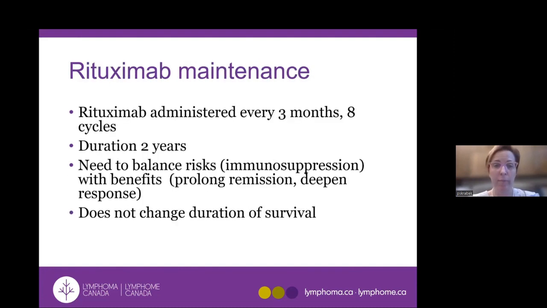So just a word about maintenance rituximab. So what this is, is receiving rituximab on an ongoing basis after your initial treatment.